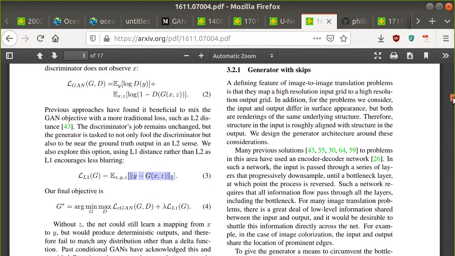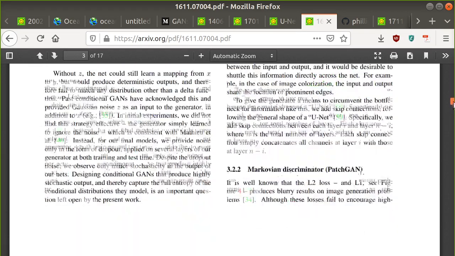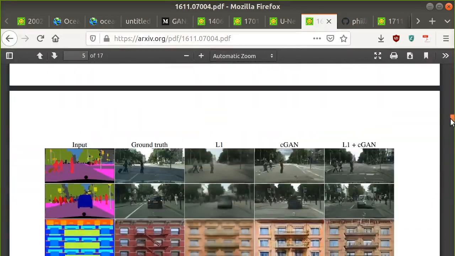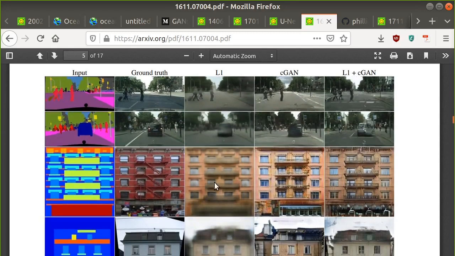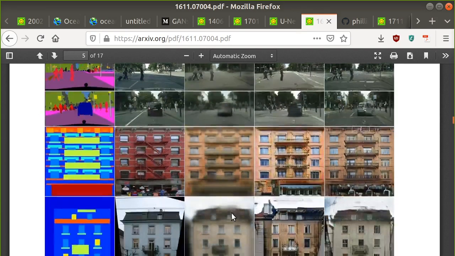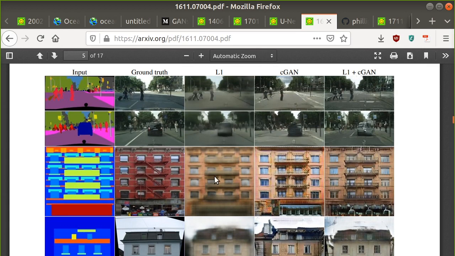And the reason for that is that if you only use the L1, here we can see some of these results, you tend to get very blurry results. So if you only use the L2, you're only really encouraging the generator to get the mean answer right. If you're using the L1, it's more like the median. But in both of these cases, the loss is very simplistic, and it basically treats each pixel independently. It says the sum of square errors or the sum of absolute errors.